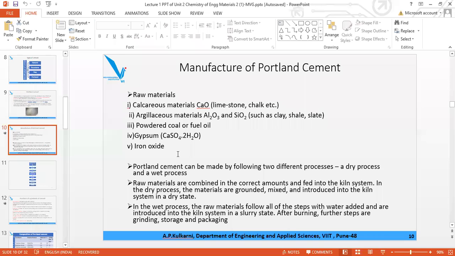In the wet process, all the materials in powder form in proper proportion, except the gypsum, are taken and water is added to them. So a paste of this raw material is made and it is heated in that rotor, also called a kiln, at high temperature with the help of fuel oil as a burning fuel, and then it gives the Portland cement. So these are the two methods, the dry method and the wet method.